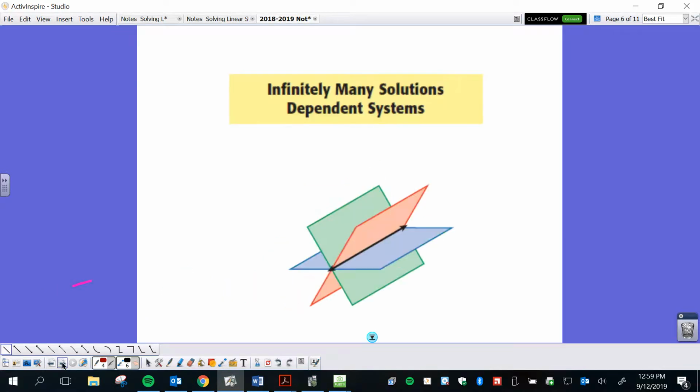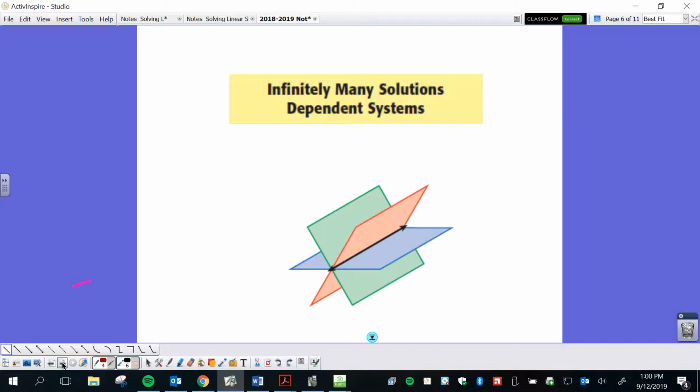And then look at this one. Here's your consistent dependent. See how are those meeting? They're not meeting at a point. How are they meeting? At a line. So they have an infinite number of solutions, and the solution would be every ordered triple on that line.